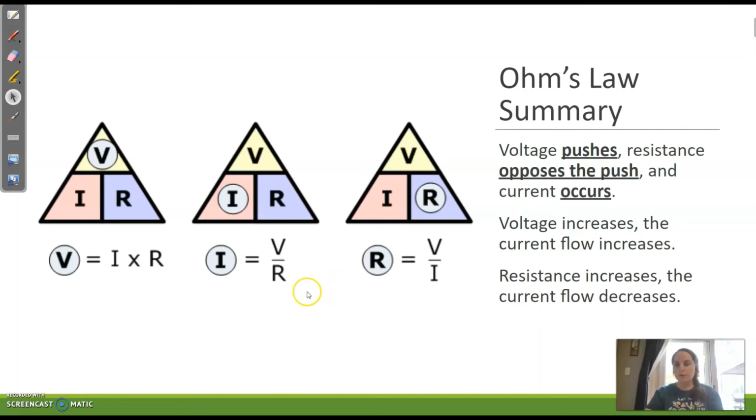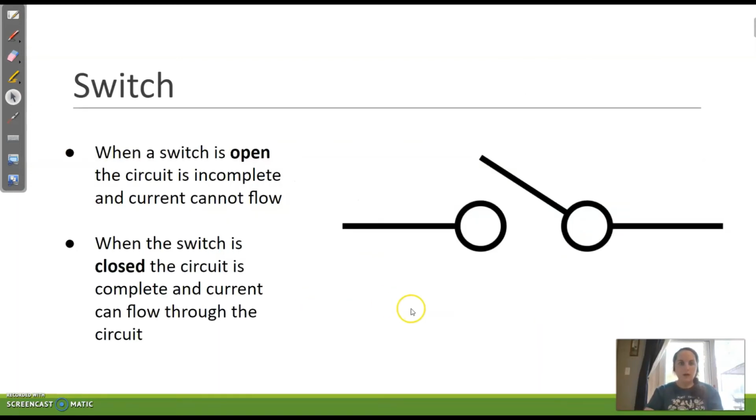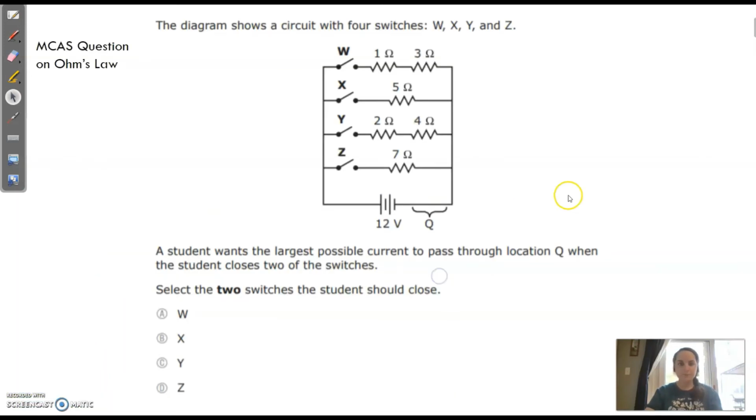Remember that voltage is the push, all right? Resistance is the opposing of the push, and current is just what occurs. If you ever see this on your MCAS, this represents a switch. When the switch is open, just like this, then the circuit is incomplete and current cannot flow. When the switch is closed, this side will be circled and darkened, and that shows that the switch is closed, and so that means it's a complete circuit and current can flow through.